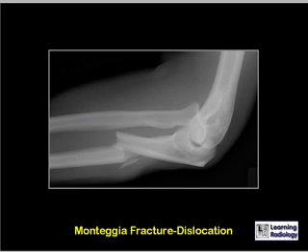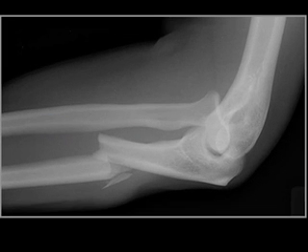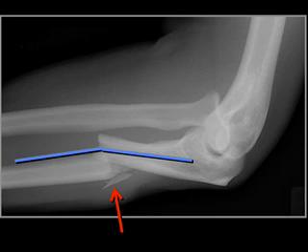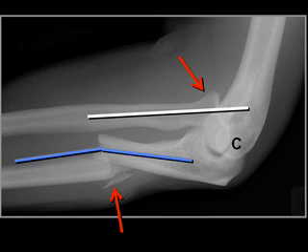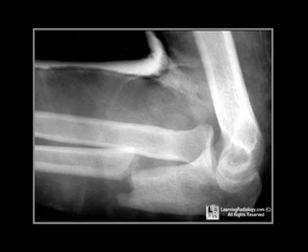This is a Monteggia fracture. First, we see the fracture of the proximal shaft of the ulna with posterior angulation of the distal ulnar fracture fragment. A line drawn along the shaft of the radius clearly misses the capitellum, and there's anterior dislocation of the radial head.